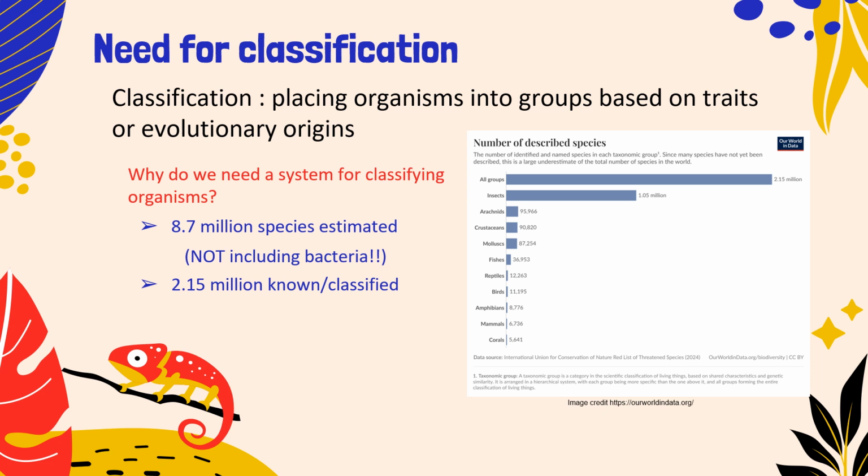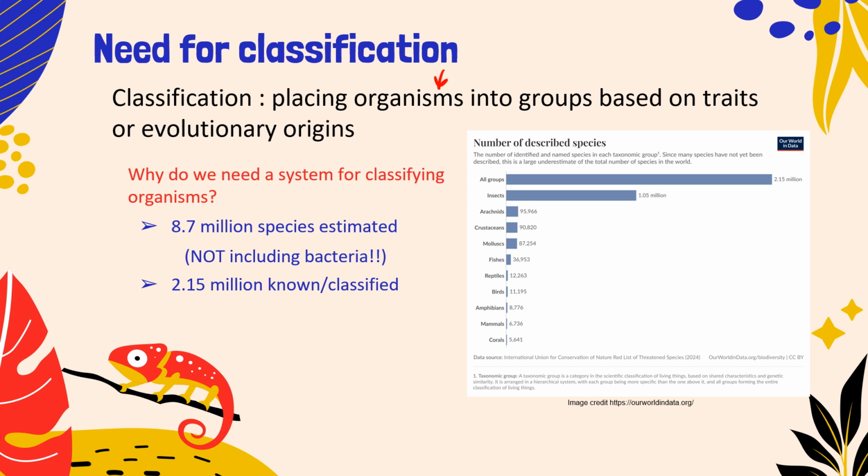So this idea of classification, we're placing organisms into groups based on traits and/or evolutionary origins. But why do we need to classify living things? It's because there are a lot of living things, and so there's a lot of information regarding them. We have needs to store and retrieve and apply all that information.